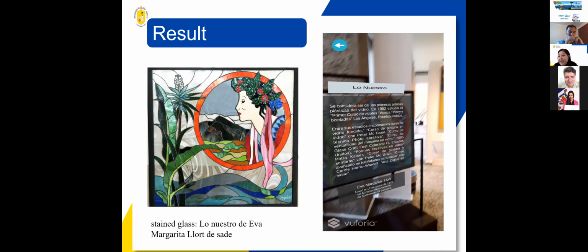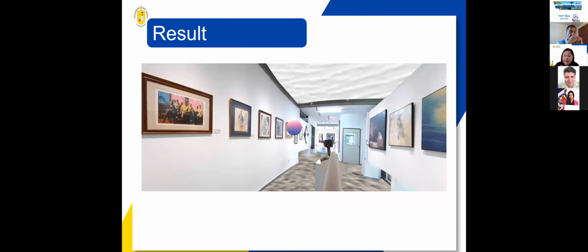On your left, you can see a picture of the stained glass window. And on your right, you can see the VR view provided with the mobile application of this stained glass window. The result also includes the option of a virtual tour for the people who cannot physically go to the facility, giving them the option of getting to know the catalog of works.